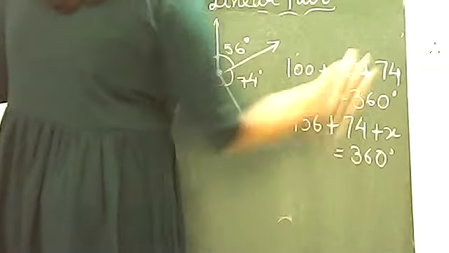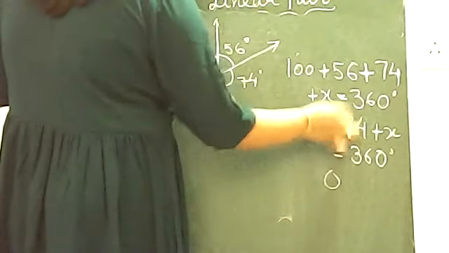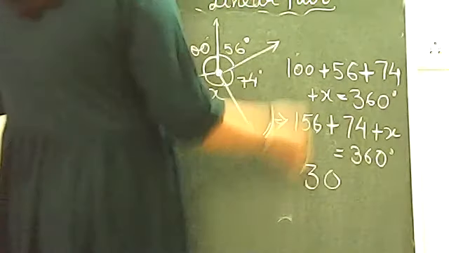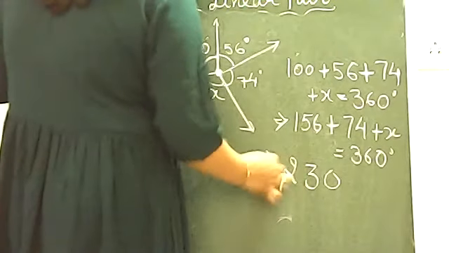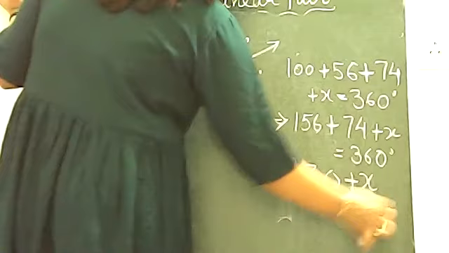We have added these two. Now let's add these two also. 7 and 4 will give you 10. Carry 1, 7, 5, 12, 12, 1, 13. 13 again carry, it will give you 230. So 230 plus x is equal to 360 degrees.